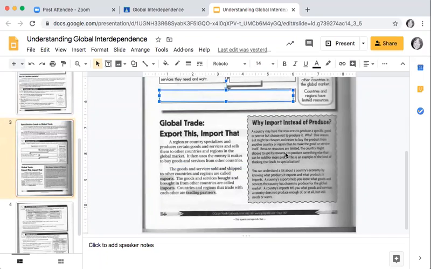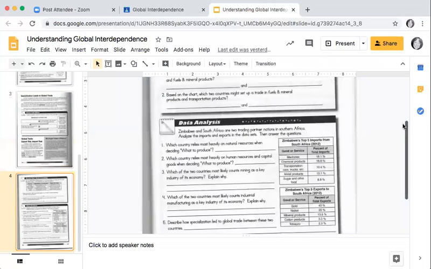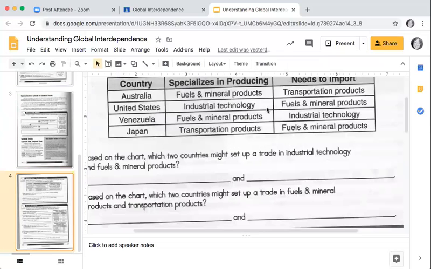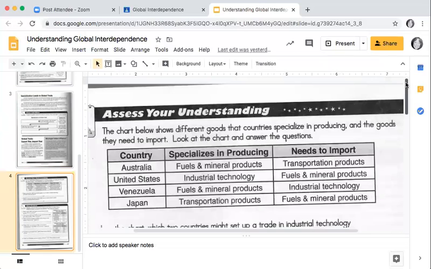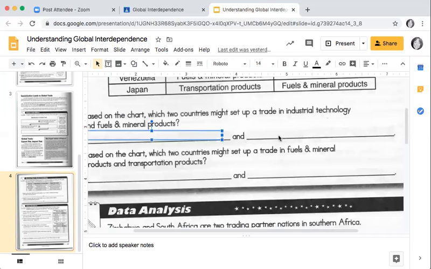Then you do need to read this section here. A lot of people are not doing that again. And this is probably the most problematic of all of the ones. And again, if you can't see, you can zoom in even closer and look, it's crystal clear. So it says here, the chart below shows different goods that countries specialize in producing and the goods they need to import. Remember that imports are things that they buy from other countries. Specializes in producing, that means things that they sell to other countries. And so look, text boxes like magic right there for you guys.